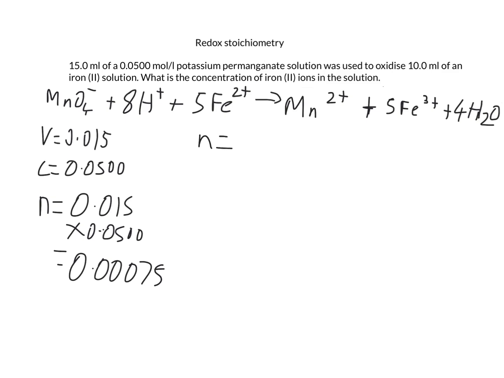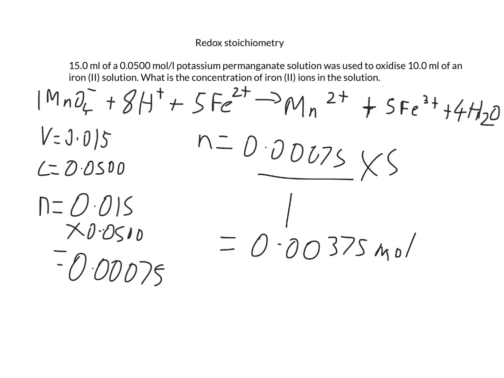In this case, once again, like a normal titration, we use our molar ratio. Our molar ratio here is 1 to 5. So what we do is we take our 0.00075 and divide it by 1 times it by 5, because you have 5 times as much of the Fe2 plus as you do the MnO4 minus. So you divide by 1 times by 5, and that gives you 0.00375 moles.